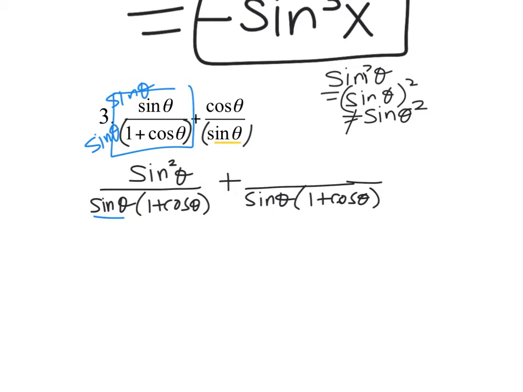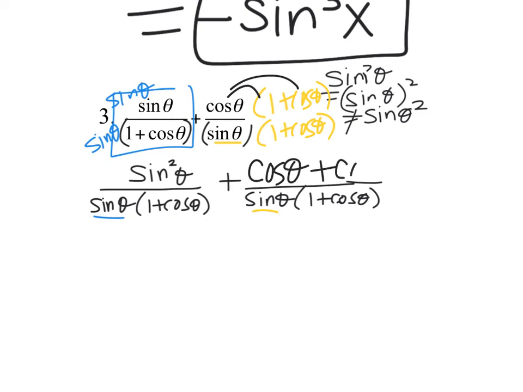All right, so over here, we are missing top and bottom. We have the sine, but we're missing the 1 plus cosine. So we're going to multiply top and bottom by 1 plus cosine. So let's take this cosine and we'll distribute it in. Cosine times 1 is cosine. Cosine times cosine is cosine squared.